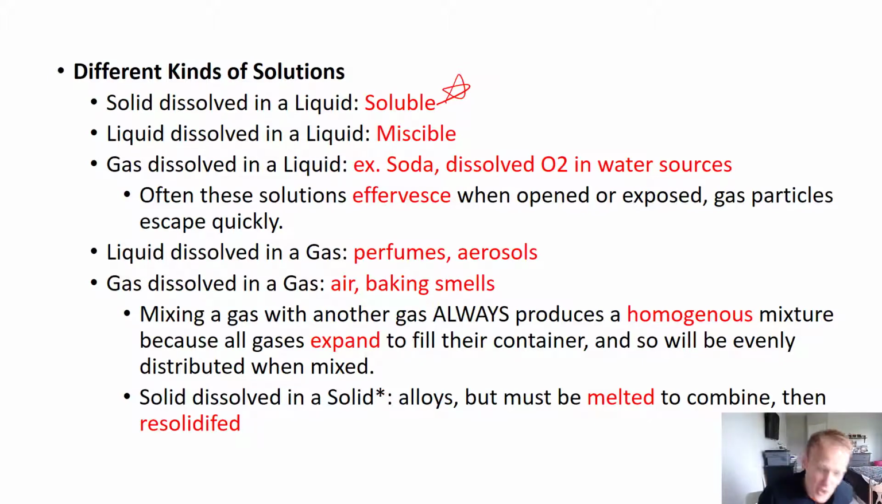A solid dissolving a solid. That sounds like, how does that work? Well, it only works if you get it really hot, and those would be alloys like metals. So stainless steel is a solid dissolved in a solid. Iron, chromium, nickel, some other things dissolve together because we melt them down, and then we resolidify and we've made a metal solution. It's just in the state of a solid at that point.